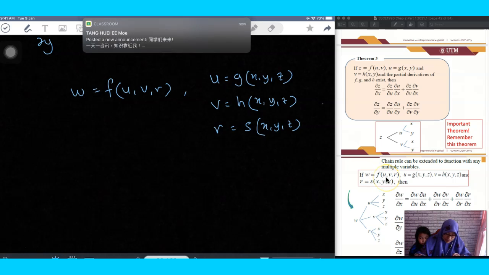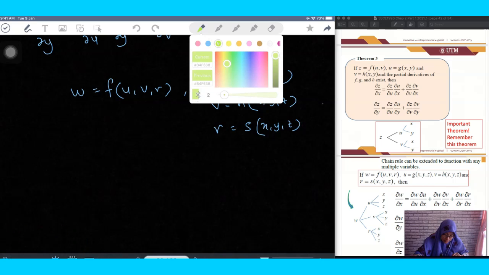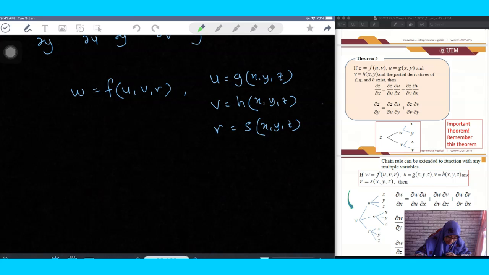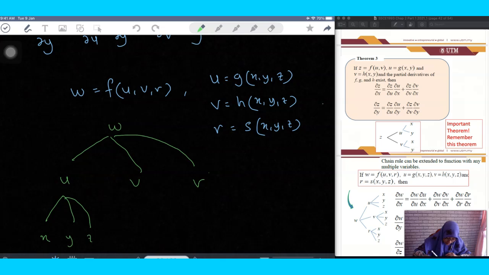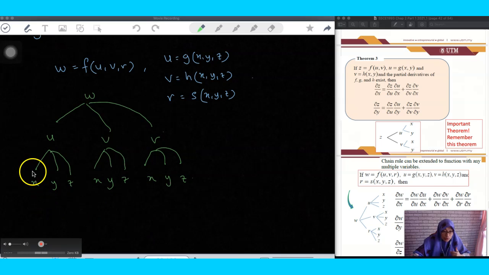So now how can you construct the chain? Okay, so the chain looks like W. Now you've got 3: U, V, R. And then there is X, Y, Z, X, Y, Z, X, Y, Z. Okay, so now that means your partial derivatives should be 3 because you have 3 parameters there, which is X, Y, Z.